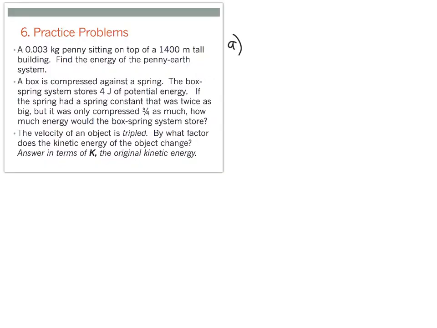Let's do a few quick practice problems with those three types of energy. So we'll start with this. We have a 0.003 kilogram penny sitting on top of a 1,400 meter tall building. We want to find the energy of the penny-Earth system. Well, that's going to be a gravitational potential energy, right? The penny's not moving. There's no spring. The only type of energy it has is gravitational potential energy due to its height.